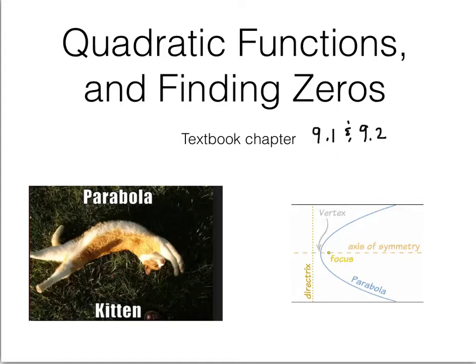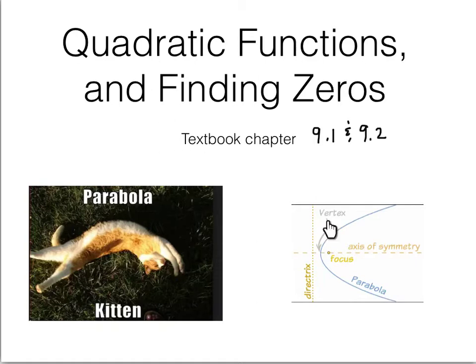Anyway, we're going to be talking about parabolas. See this word right here? Parabola, not parabola, parabola. Make sure that you're accenting the right syllable of the word. And so we got a cute little parabola kitten. And we have the basic parabola. This one's sideways.